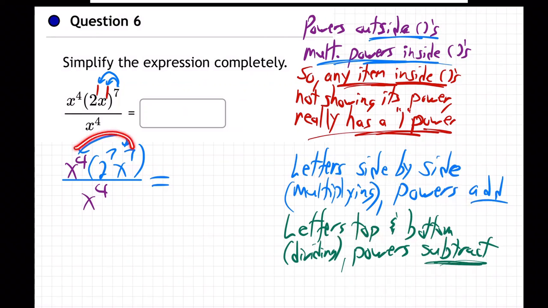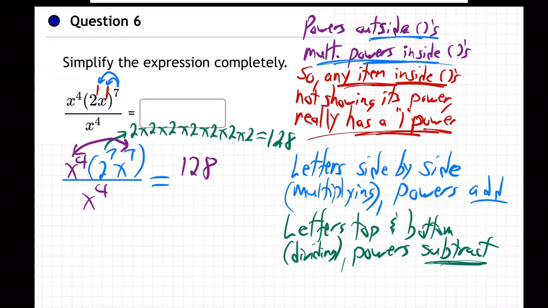So these two X's are side by side. It doesn't matter that there's a 2 to the 7th in between. Just figure out the 2 to the 7th on your calculator. I'll just go 2 times 2 times 2, 4, 5, 6, 7. I think it's 128 on your calculator. So that's going to be 128, and then the X to the 4th and X to the 7th is going to be 128 X to the 11th over X to the 4th.